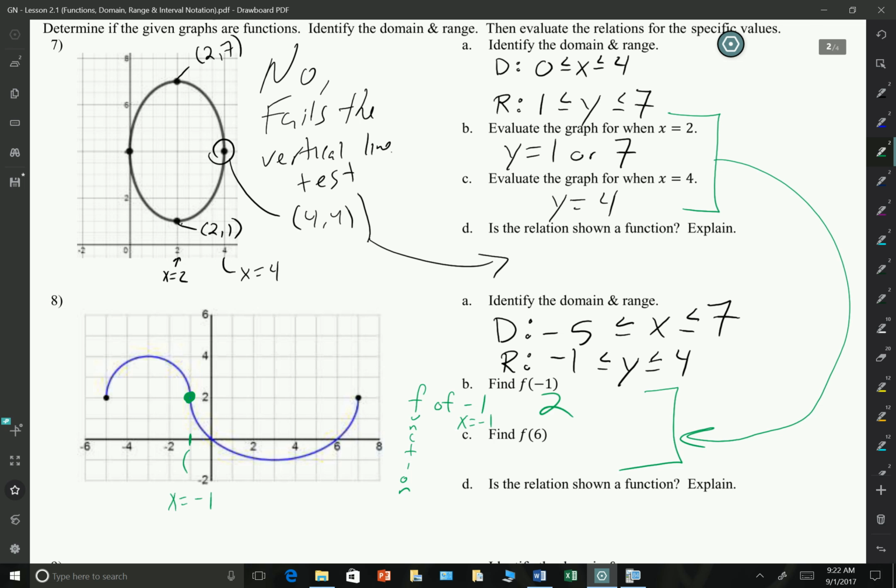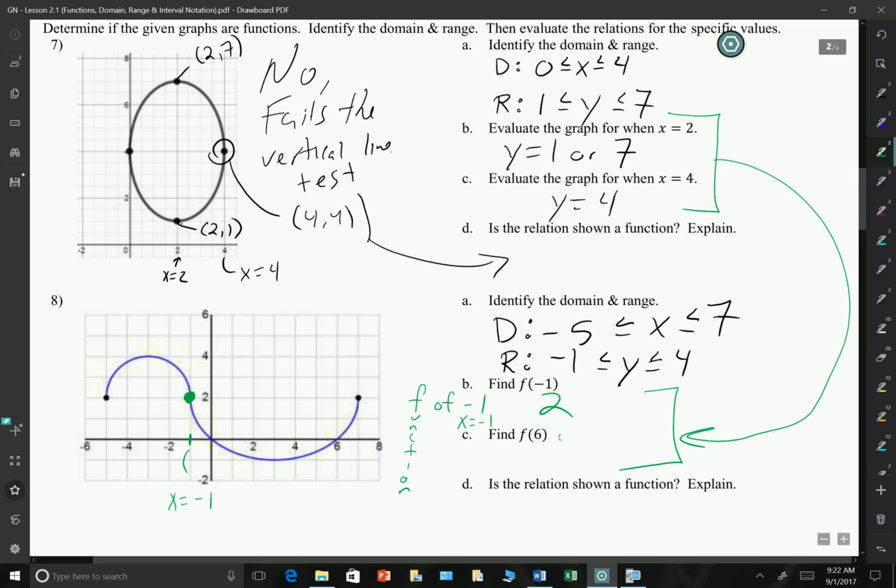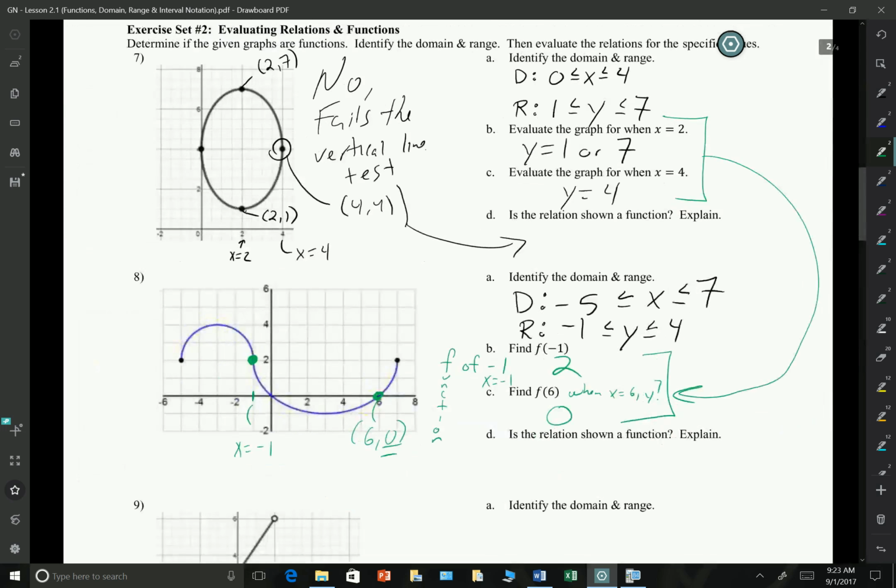F of 6. So that means when x equals 6, what's y? What is it? It's 0. Here's x equals 6. This is the point 6, 0. The y is 0. Is it a function, yes or no? Yes. The vertical line test passes. There's no repeating x's.